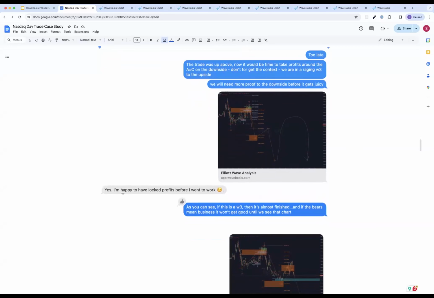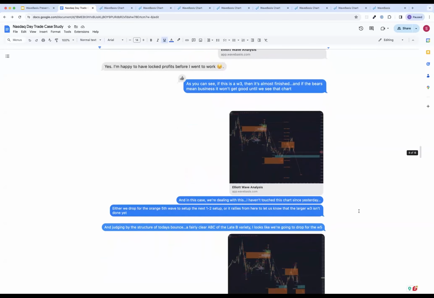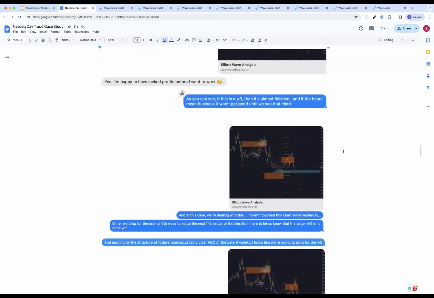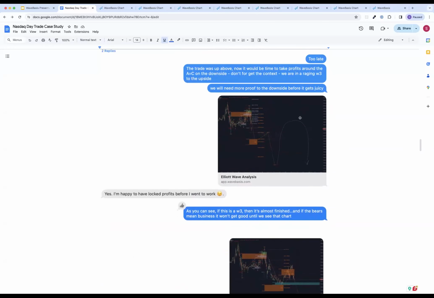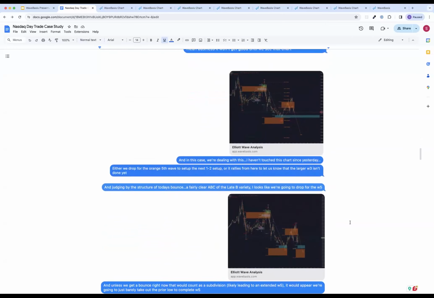And he said, yeah, and so he's got his head screwed on a little bit tighter now. He took some profits and we did well on that little trade. I said, yeah, as you can see, if this is a wave 3, then it's almost finished. And if the bears are in business, it's not going to get good until we see this. So sit tight. So some days go by.